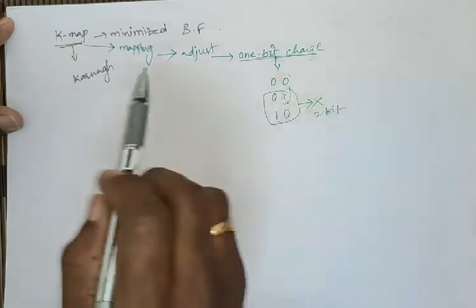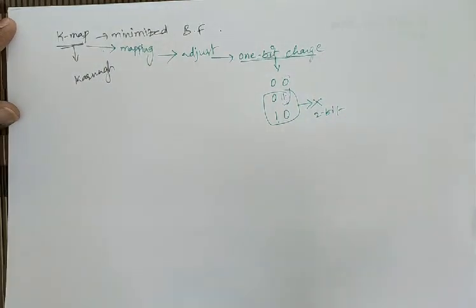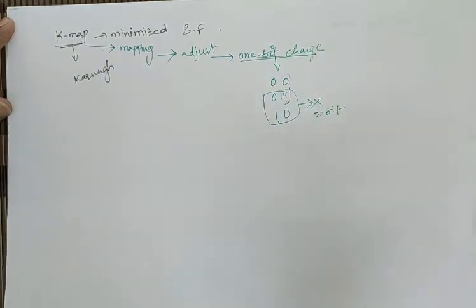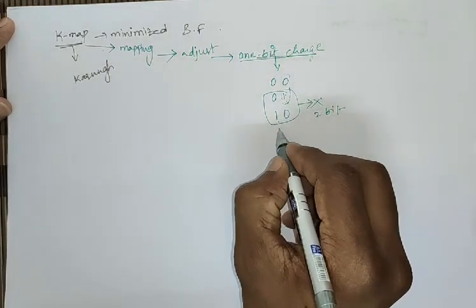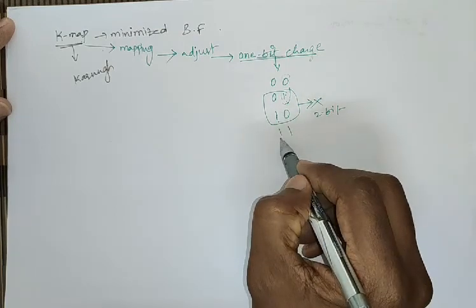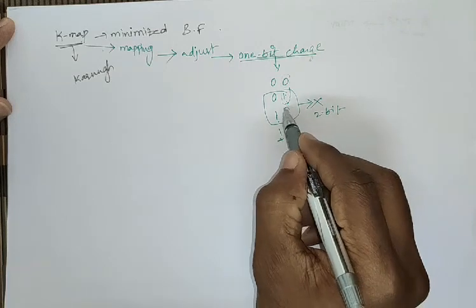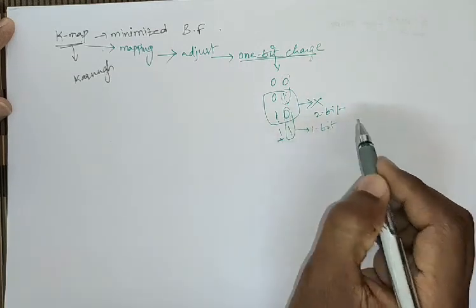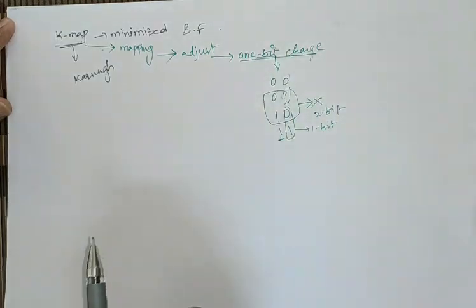But in this K-map we have to map adjacent terms, and an adjacent term is nothing but a term with only 1 bit change. Suppose again 1 0 and 1 1. How many bits are changed? The first position, that is the MSB position, is the same. The LSB position is changed, so only 1 bit. So this is the 1 bit change condition.